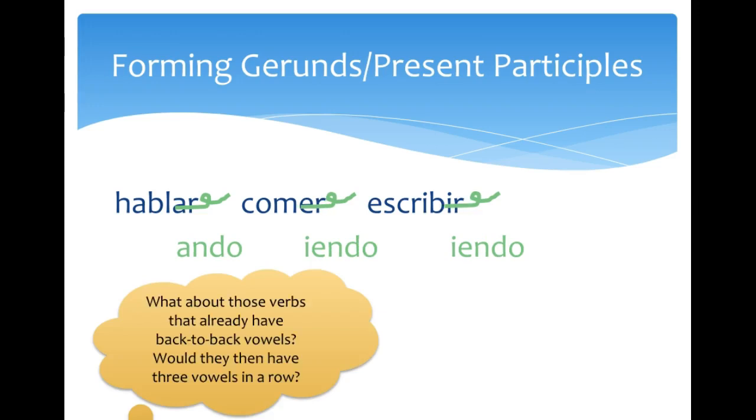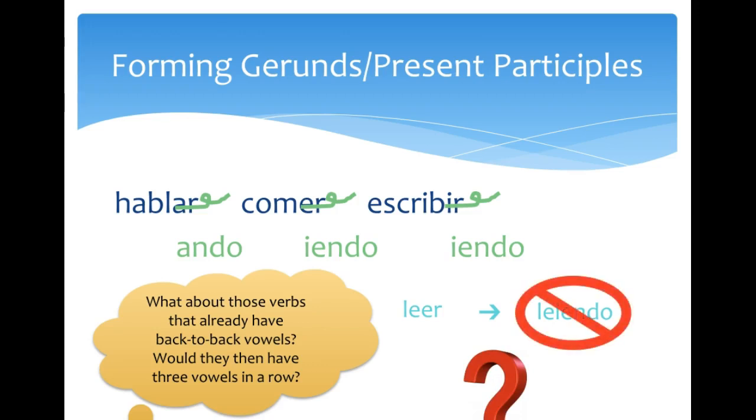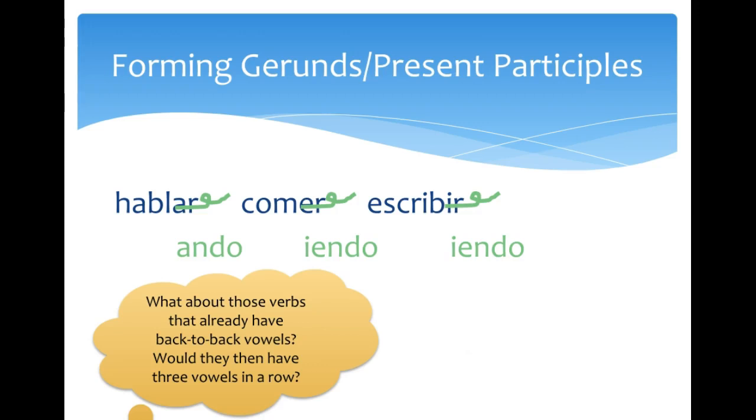You might be wondering, what about those verbs that already have back-to-back vowels? Would they then have three vowels in a row? That would look kind of weird. An example would be the verb leer. If we took just the -er off and replaced it with -iendo, then it would look like this: leiendo, which kind of looks weird. It kind of sounds weird. And usually when something seems a little bit off or strange, it usually is wrong. So that is incorrect. What happens with those verbs that have back-to-back vowels is that rather than using -iendo, we're going to use -yendo on those.